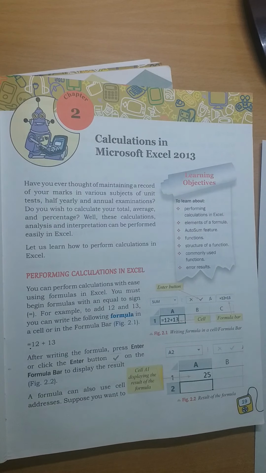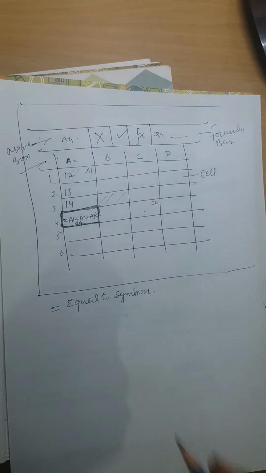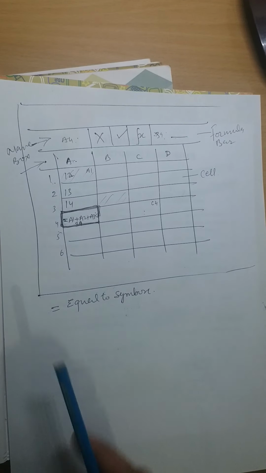So today we will start chapter number 2, Calculation in Microsoft Excel 2013. Before starting it, we must recall the sheet format of Excel. This is the sheet format of Excel, where the sheet is divided into rows and columns.